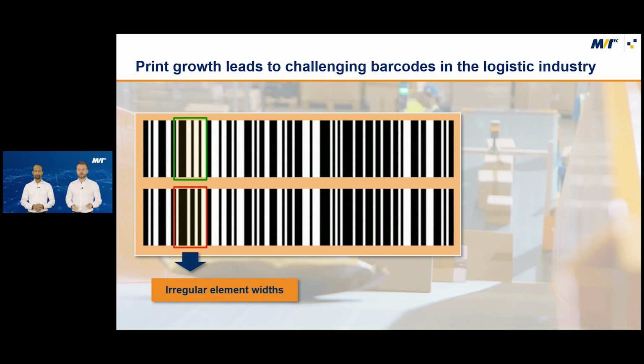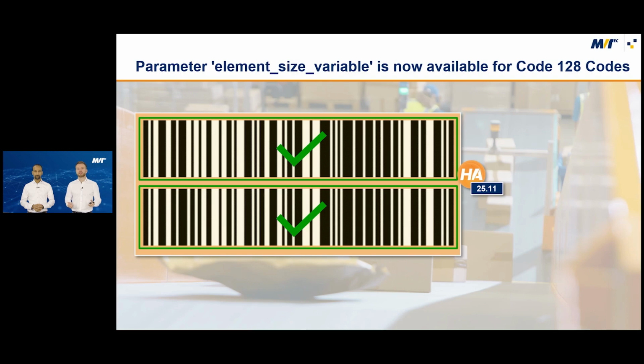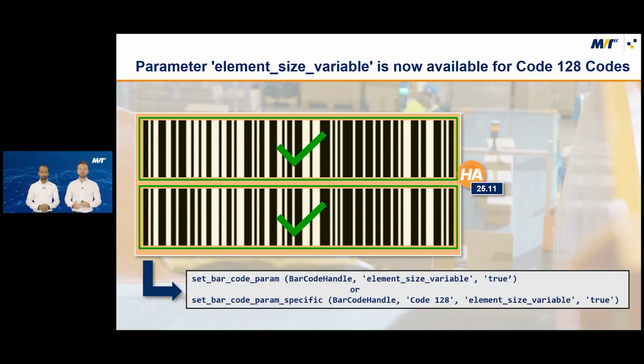And with HALCON 25.05, it was simply not possible to read barcodes, so code 128 codes, with those type of problems. With HALCON 25.11, we are now solving this really challenging problem by introducing a new algorithm and introducing a new parameter. So whenever you're now facing this type of problem, you can simply set the parameter element size variable to true, and you can also read now codes that are suffering under print growth.